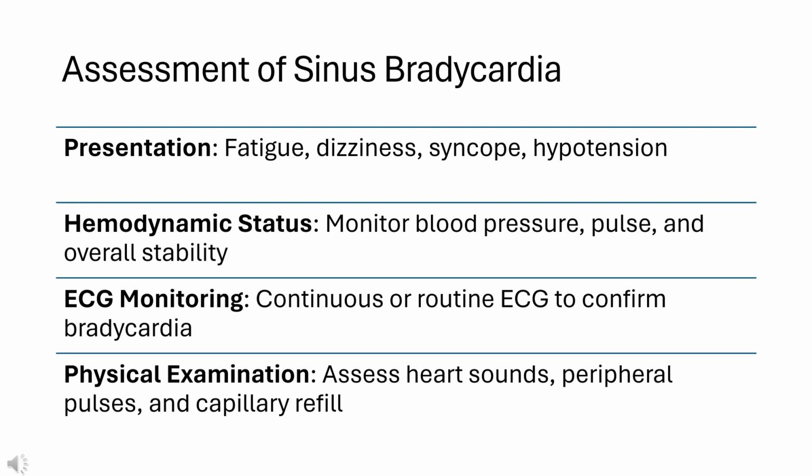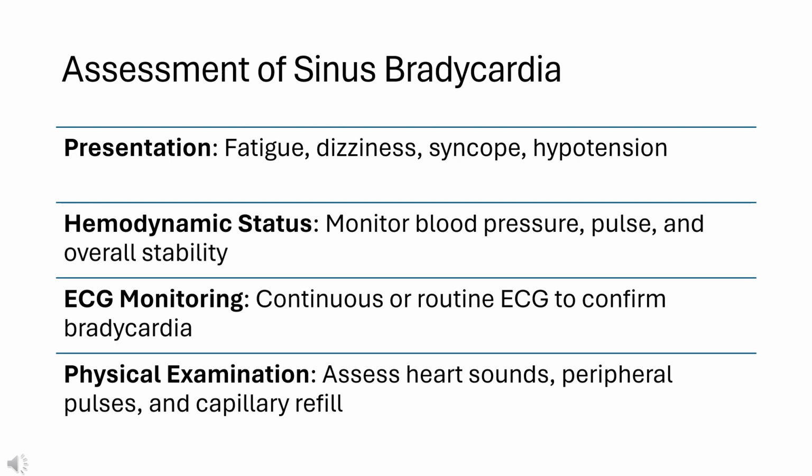It is essential to closely monitor the patient's hemodynamics to assess the impact of bradycardia on their overall stability. Regularly check the patient's blood pressure and pulse to ensure that the heart rate and blood pressure are within acceptable ranges. Look for signs of hemodynamic instability, such as changes in mental status, decreased urine output, cool and clammy skin, or chest pain. Monitoring these parameters helps to determine the severity of bradycardia and to guide further interventions.